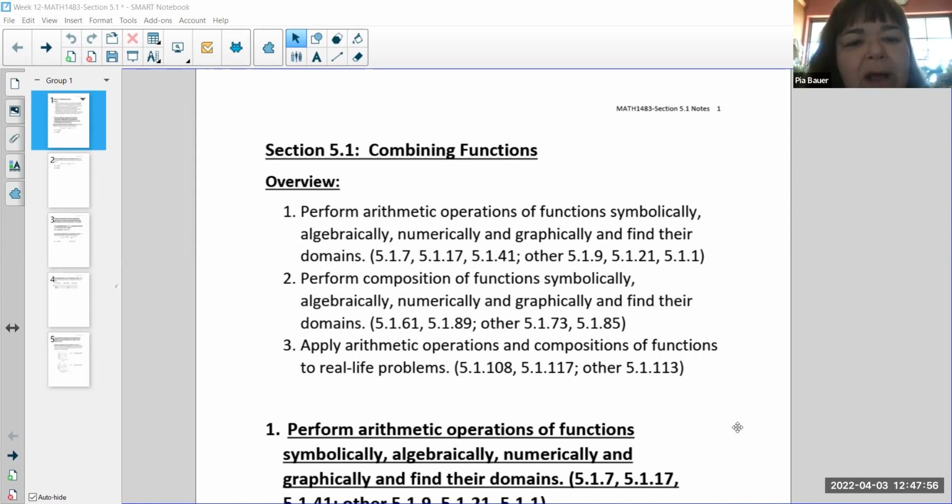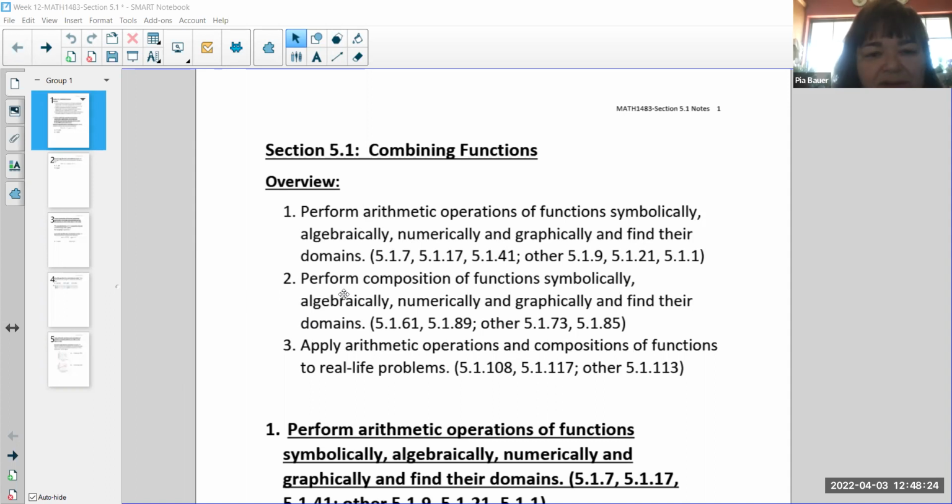It's very algebraic, numerical, arithmetic, and then interpretation of graphs. And the topic in 5.1 is actually combining functions. That means you're combining them maybe by arithmetic operations like adding, subtracting, multiplying, or dividing, or it could be a composition like you see here in part 2.